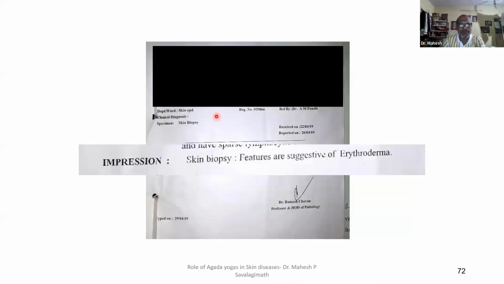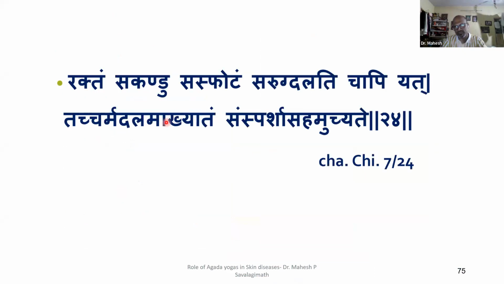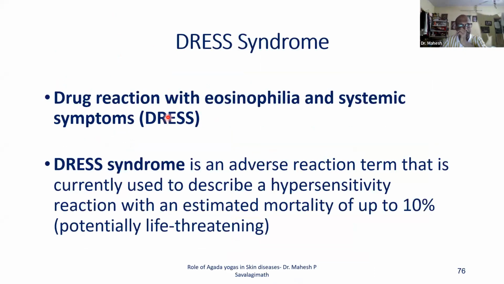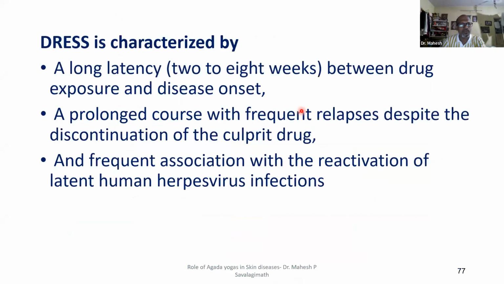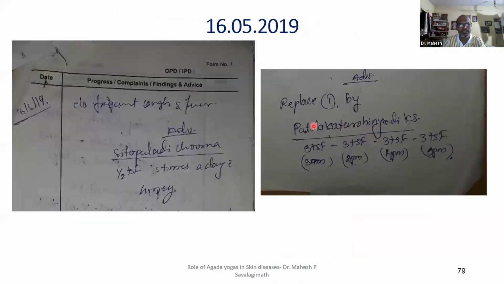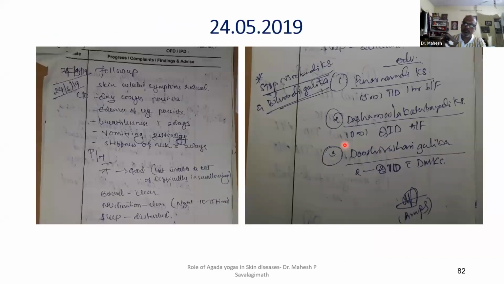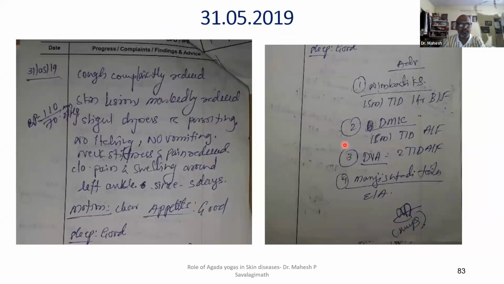So what we had to manage was scaling, erythema, burning sensation, pain, fever, vomiting, and weakness, and there was a history of drug allergy. We considered it as Charmadala, which suits the clinical presentation. It is again Pitta. We started the treatment with Jwaragna and Dushivishagna: Amrutottara Kashaya, Bilwadi Gada, Punarnavadi Kashaya. We made some changes in that along the way.